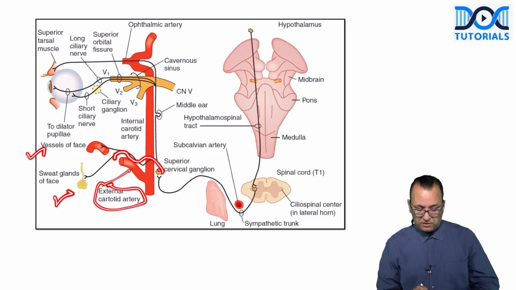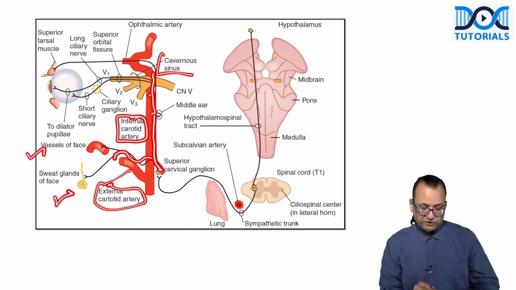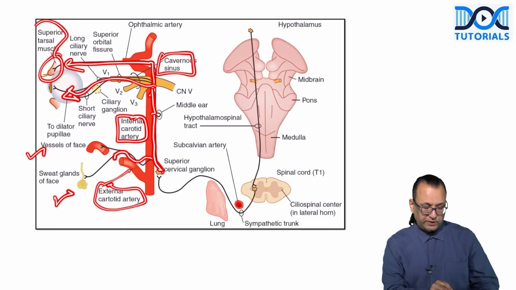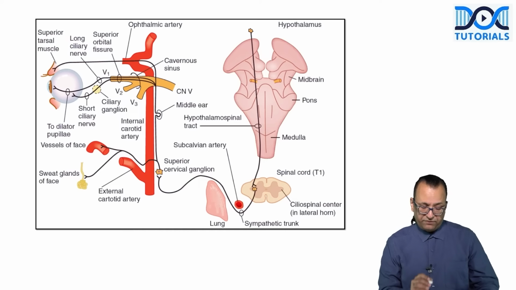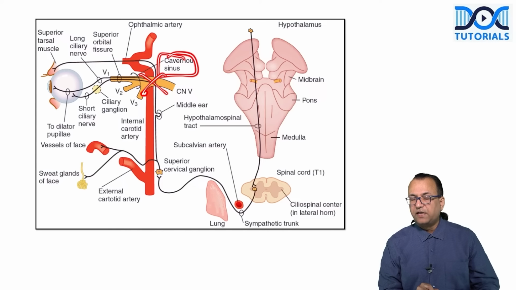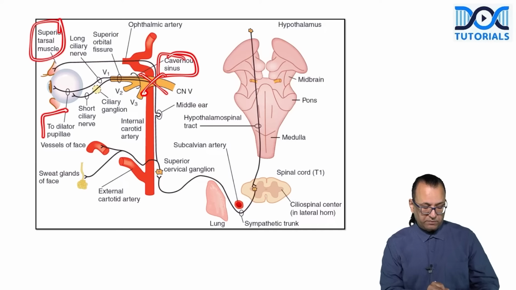On the other hand, the pathway also passes along the internal carotid artery, through the cavernous sinus, so that it can supply these two muscles, namely the superior tarsal muscle and the dilator pupillae. The point is, if there is a cavernous sinus pathology like internal carotid artery dissection, the T1 sympathetic plexus around that will be compromised, leading to partial ptosis and miosis, but there will be no anhidrosis.